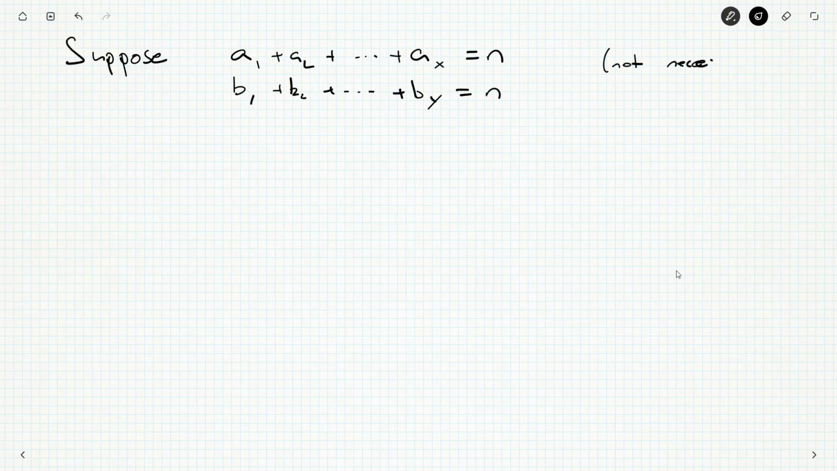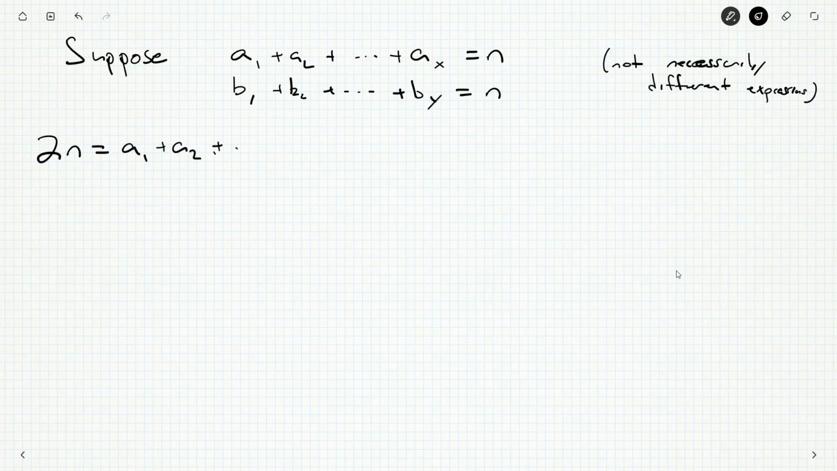Not necessarily different expressions, because this way I can then double up on the 1 plus 1 plus 1 plus 1 stuff. So then it's clear that 2n is equal to A1 plus A2 plus yada yada yada plus B1 plus B2 yada yada yada plus BY. But is this the only way to express it as such? And I'm thinking no.